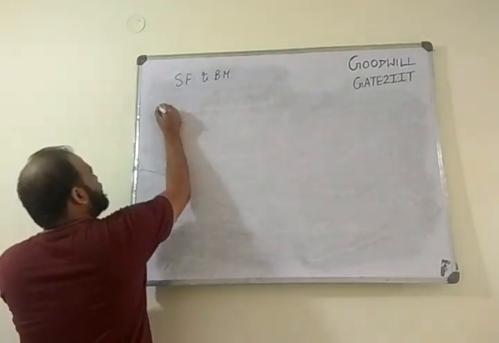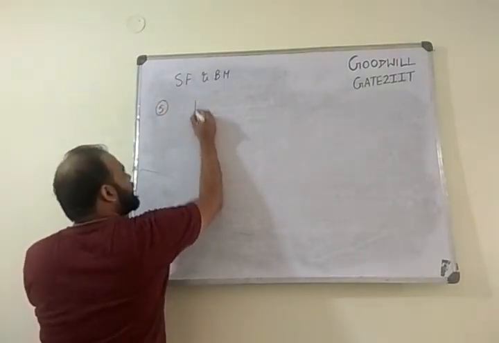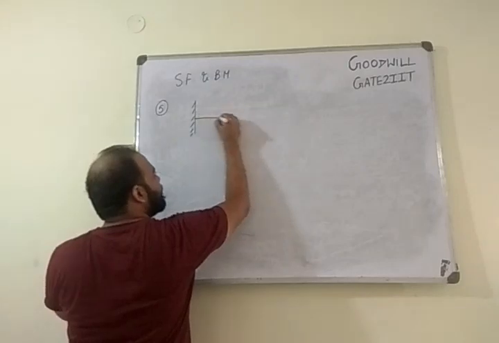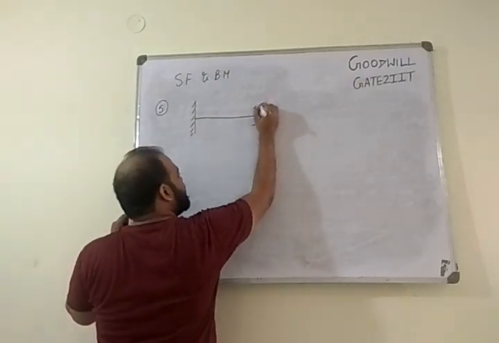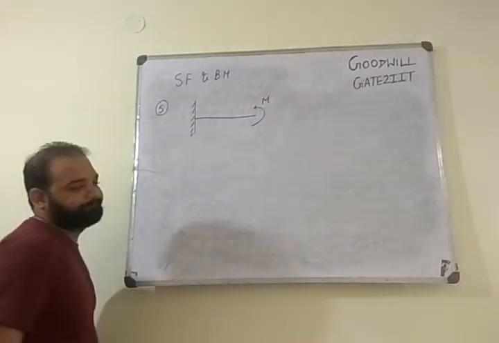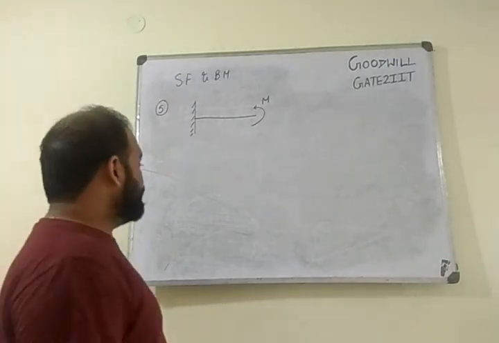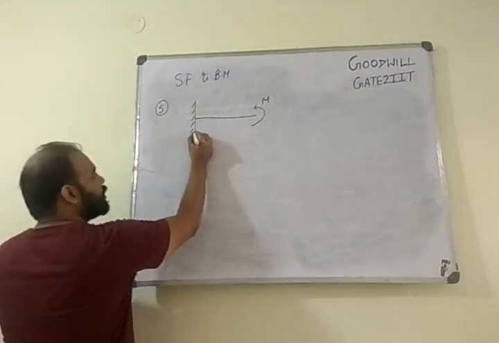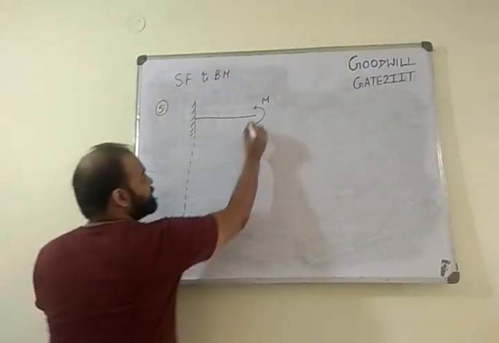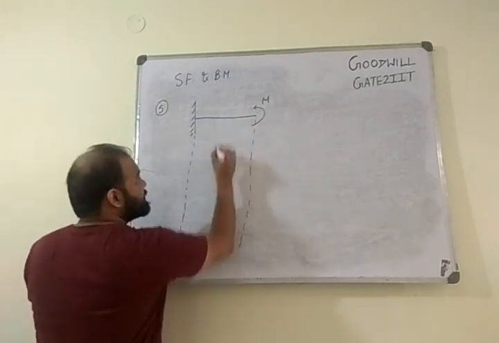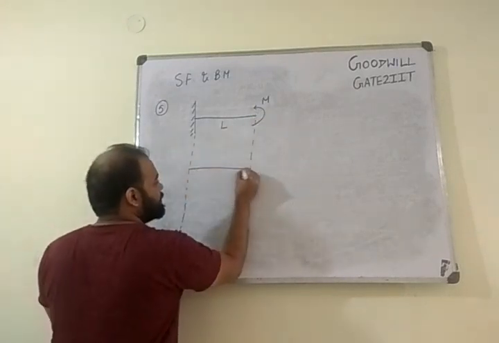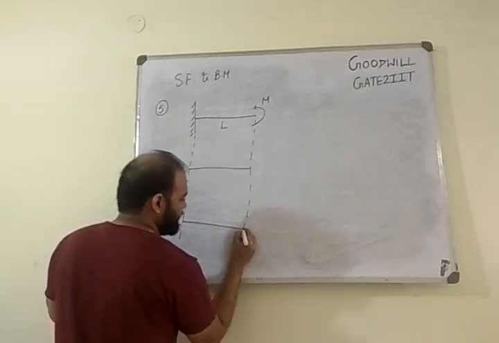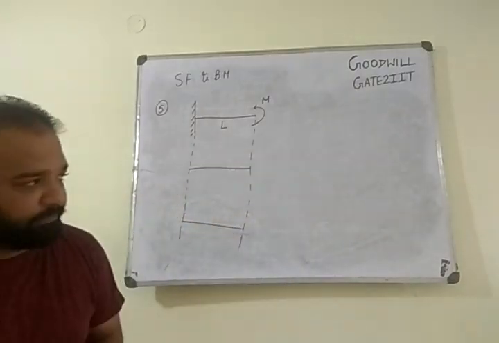Alright, so now I'll have a cantilever beam, and I apply a moment M here. Maybe another case. So for this again we need to draw the shear force and bending moment diagram, and this is the beam of length L. This is your shear force, this is your bending moment diagram. Alright, now we'll go slow.